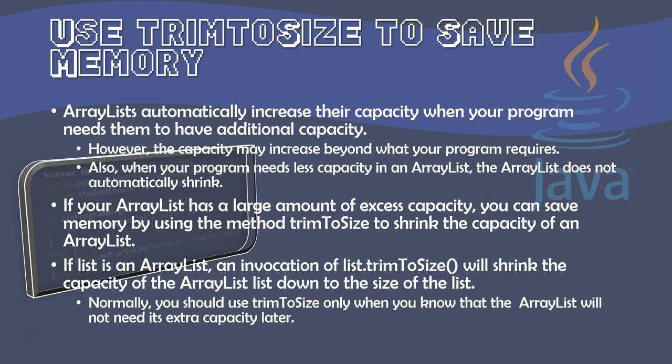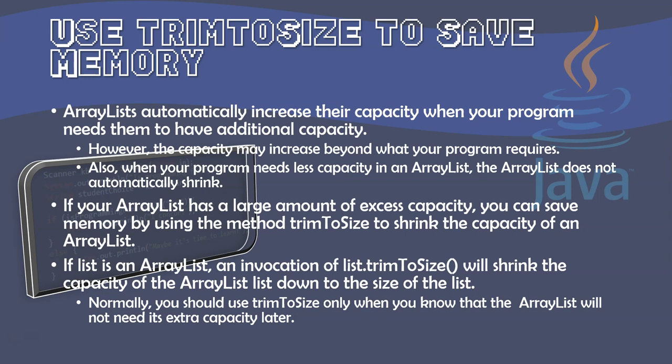Now, if a list is an array list, because there are other types of lists out there, and we were to invoke trimToSize here as our method, we can shrink the capacity down to whatever the size of the list is. So let's say the number of elements is 650, and we have a capacity of 1,000. We can say trimToSize, and that's going to drop those 350 elements that aren't being used, down to 650, which is going to save us a lot of memory and resources.